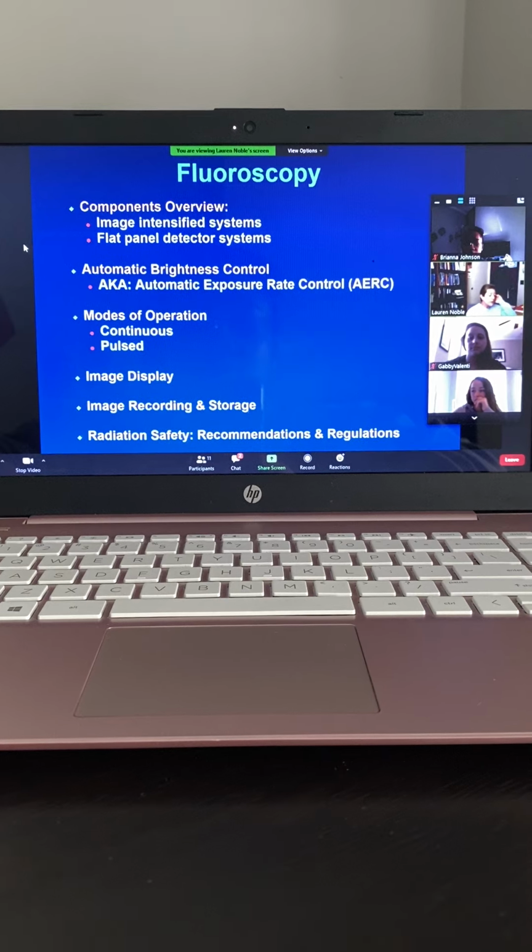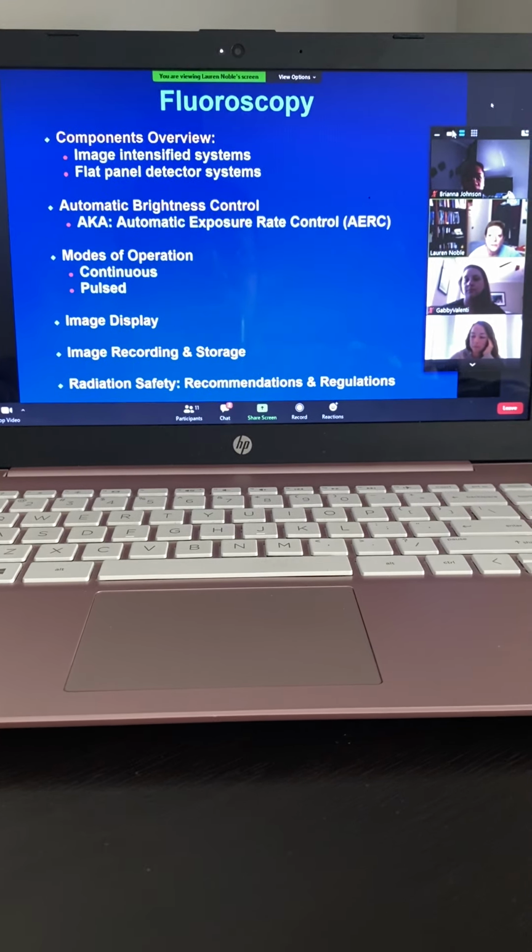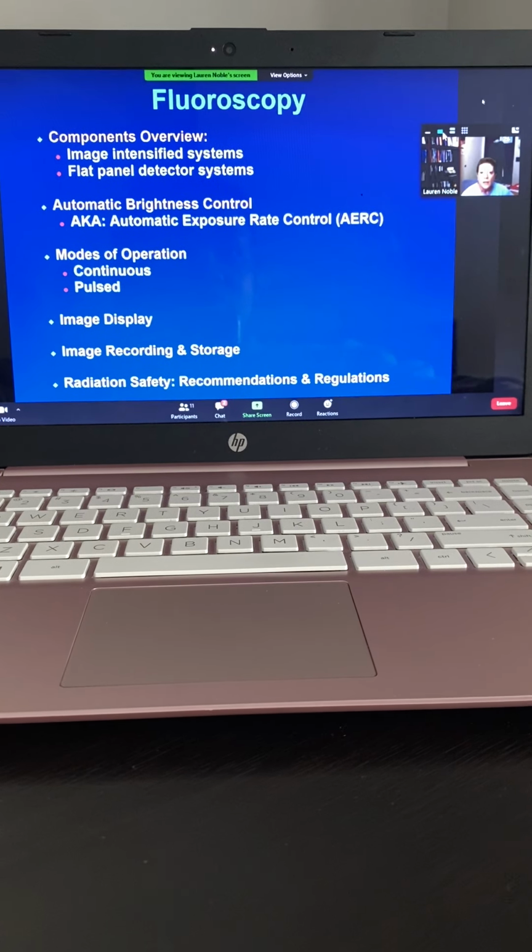What we want to do is talk about fluoroscopy. So we're going to talk about fluoro today and then finish it up another day.